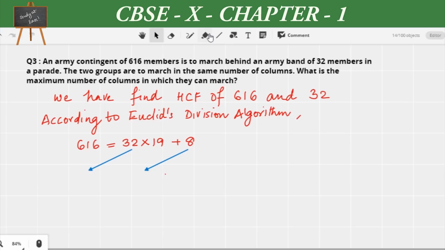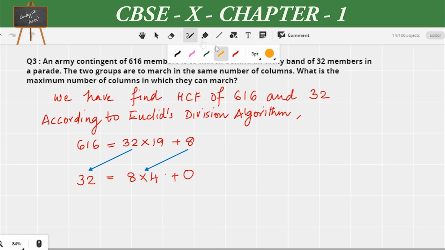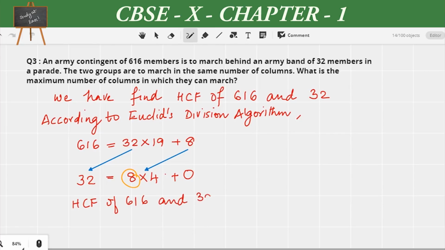Now 32 will take the place of the dividend and 8 will take the place of the divisor. So it becomes 32 is equal to 8 multiplied by 4 plus 0. So in this case, the remainder has already become 0. So 8, which is the last divisor, is going to be the highest common factor between 616 and 32. So let's write the HCF of 616 and 32 is 8.